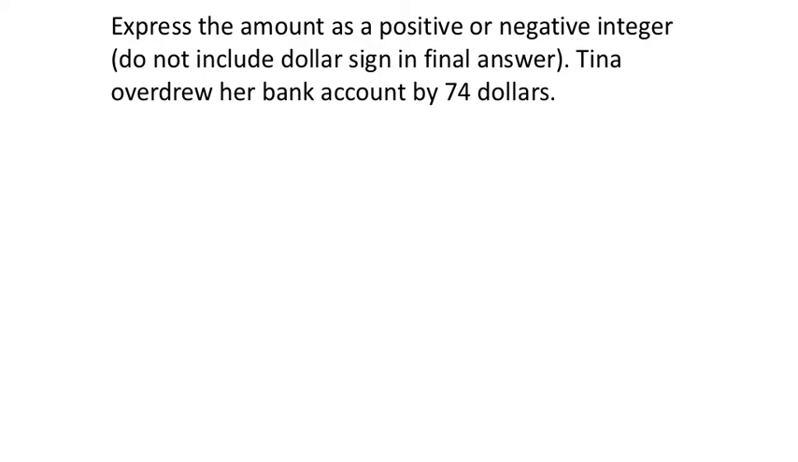Tina overdrew her bank account by 74 bucks. So the number's not going to change. We're still looking at $74 here. And again, I want to label that so badly, but we have to be able to figure out the sign. That's all we're really doing with this, determining whether this value is positive or negative.